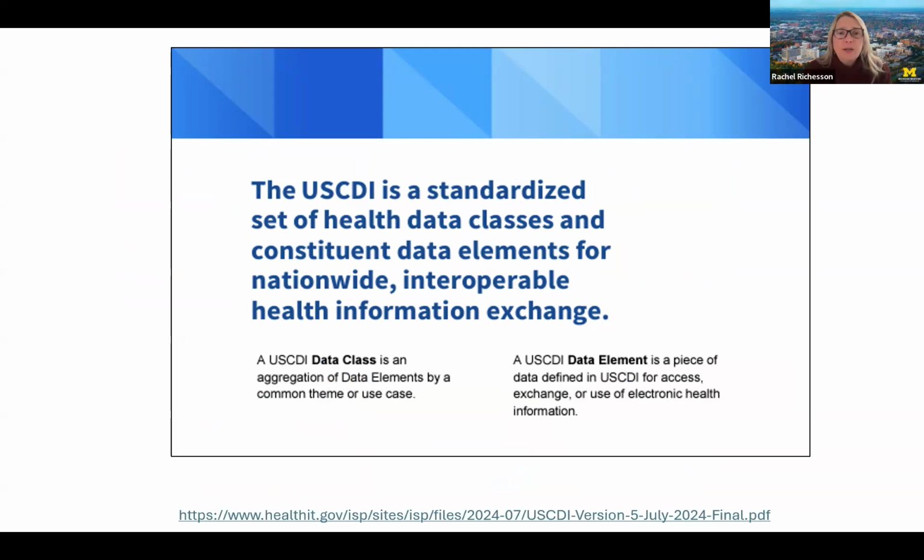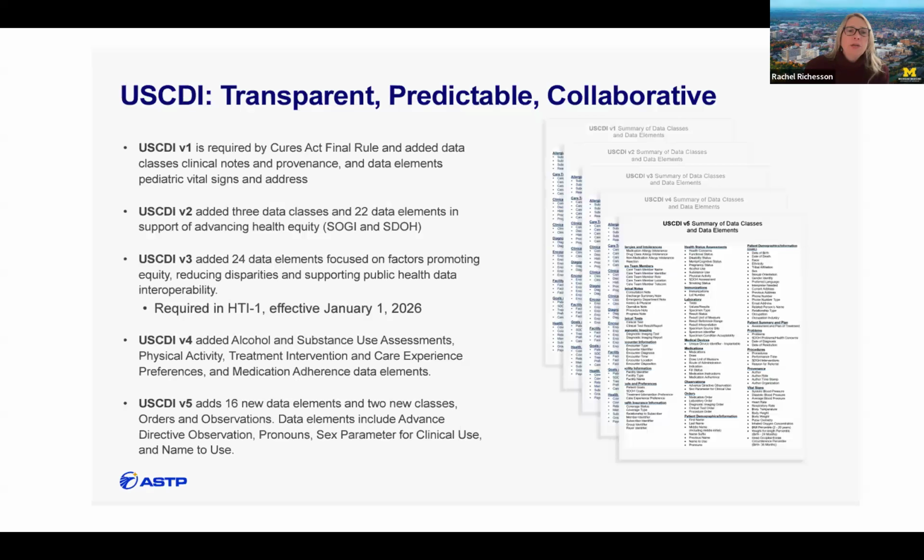But what we have now is FHIR is really a part of the US Core Data for Interoperability, USCDI, which is a standard set of health data classes and data elements for nationwide interoperable health information exchange. And what USCDI is, it's really a transparent, predictable, and collaborative approach to evolving standards and naming standards as the FHIR spec and implementation experience evolves. So the first Cures Act final rule designated USCDI version 1. And then over time, that has been evolving.